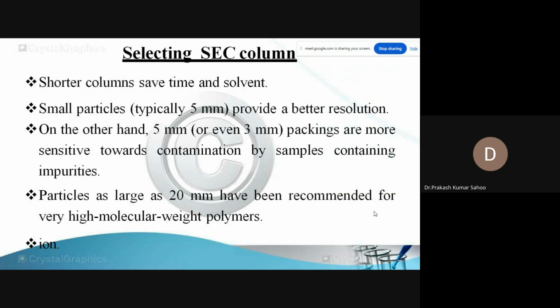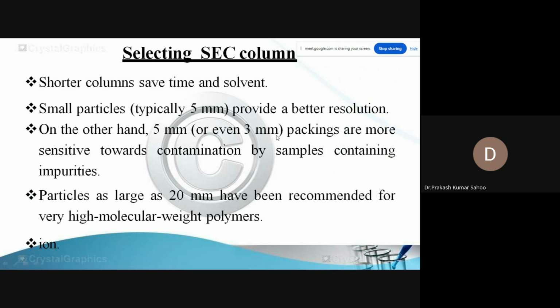Selecting an SEC column, it may be a shorter column, saving time and solvent. Small particles provide a better resolution. On the other hand, 5 micrometer packings are more sensitive towards contamination by samples containing impurities. Particles as large as 20 micrometers have been recommended for very high molecular weight polymers. So this is how we select an SEC column.